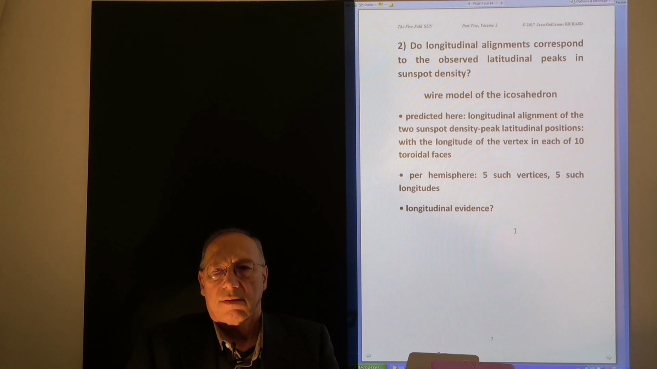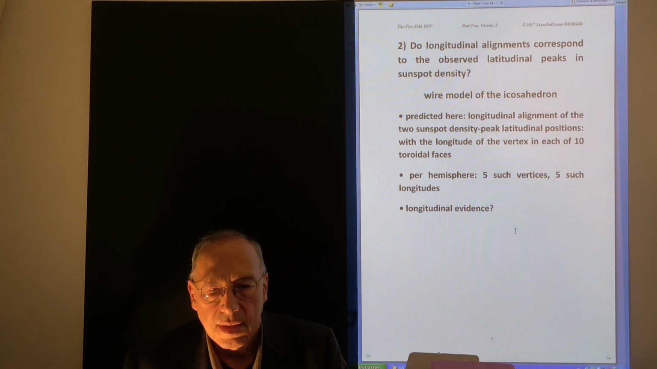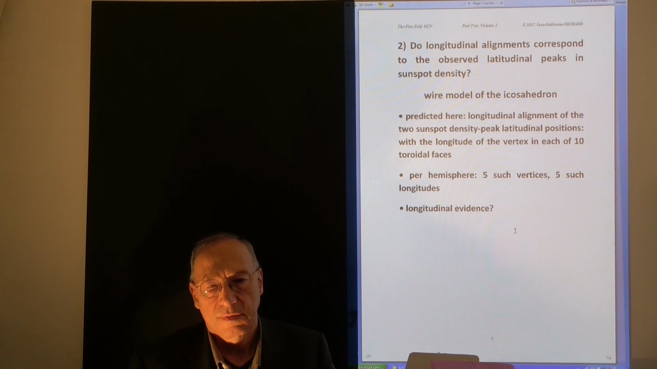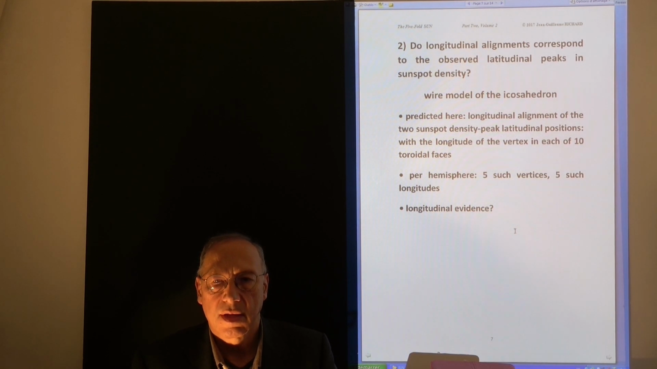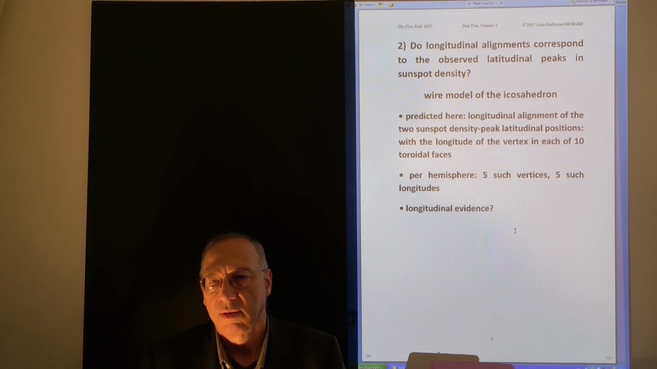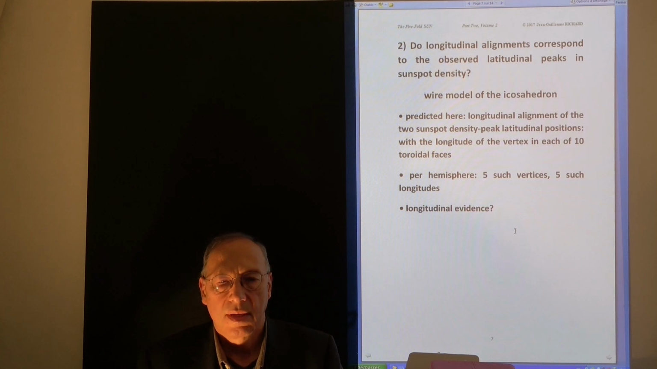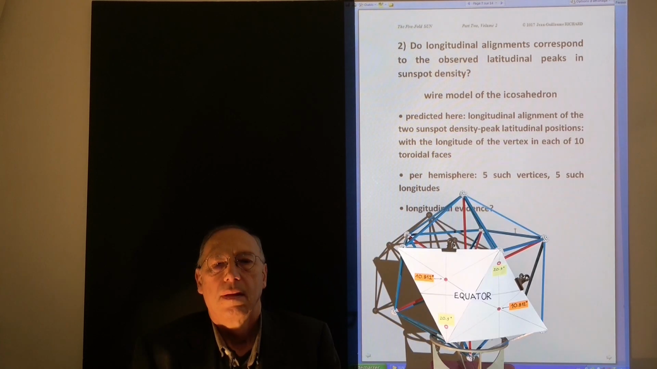We can now ask ourselves whether the alignments along a certain longitude, that were found to be along a certain longitude predicted from the icosahedral model, as we shall now again repeat, correspond to any observed longitudinal peaks or longitudinal clusters in observations of the Sun?